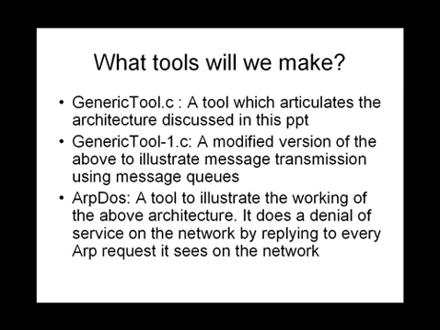Finally, as a proof of concept, we would create a tool which would reply to all ARP requests which are made on the network. This ARP DOS tool is basically to illustrate the above architecture. What this tool will do is that it will sniff the network for ARP requests, all ARP requests, and whenever it sees an ARP request, it will send a blind reply to that ARP request by spoofing a MAC address. This will result in causing a denial of service attack, or a DOS attack, on the network.